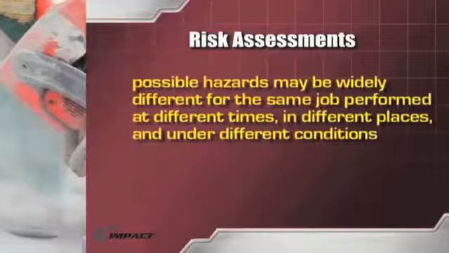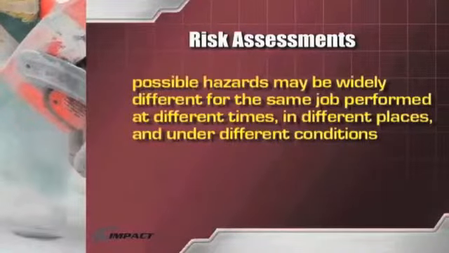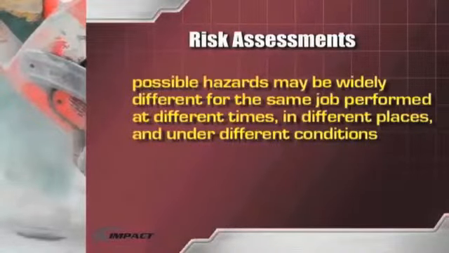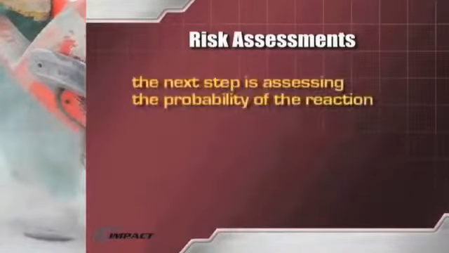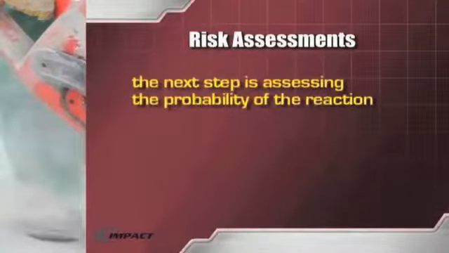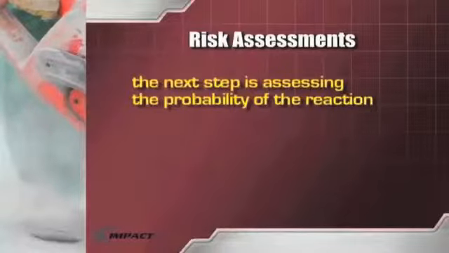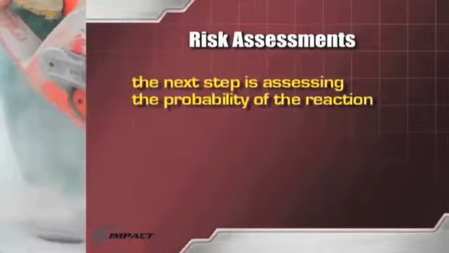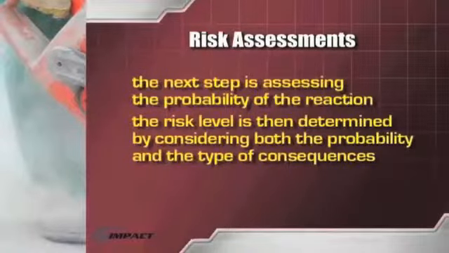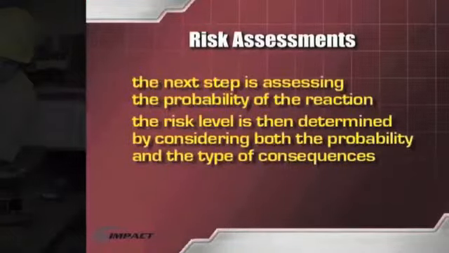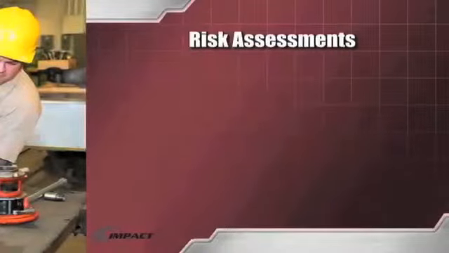Possible hazards may be widely different for the same job performed at different times, in different places, and under different conditions. The next step is assessing the probability of the reaction: leak, struck by, fire, etc. The risk level is determined by considering both the probability and the type of consequences. Determining the risk level is important.